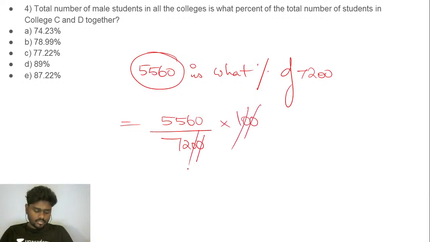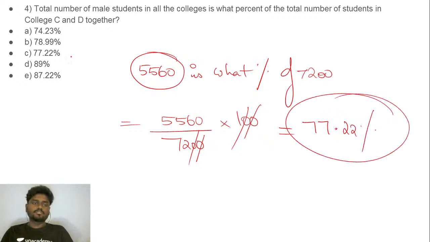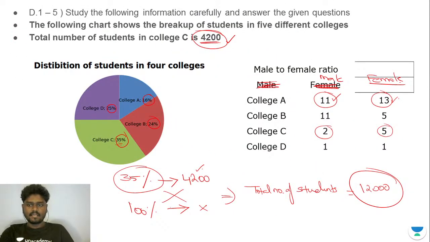The zeros go out. So 5,560 divided by 72, you'll be getting exactly 77%. So the answer is ultimately option C. 77.22% is exactly the right answer. Getting it, everybody? Give me a thumbs up if you're clear with the fourth question. You want the first slide again? Come on.